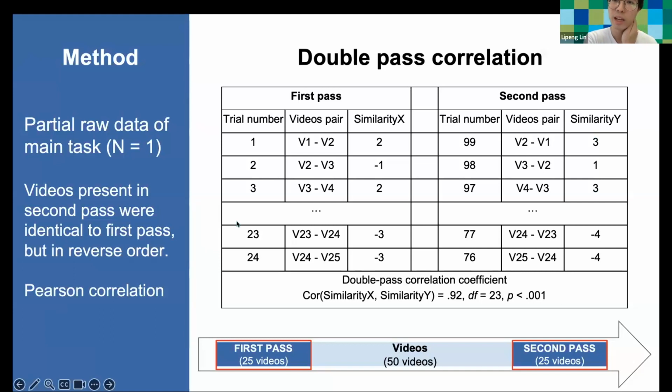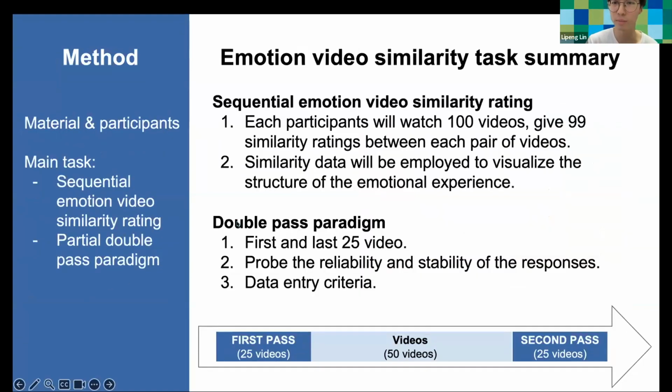We would use data from the first pass and the second pass to calculate the double pass correlation. That is the similarity rating between the first 24 pairs and the last 24 pairs of videos. We will match the similarity rating of each video pair and then calculate the correlation coefficient. We have calculated this for each participant, and then we use a histogram to visualize their distribution in the result part.